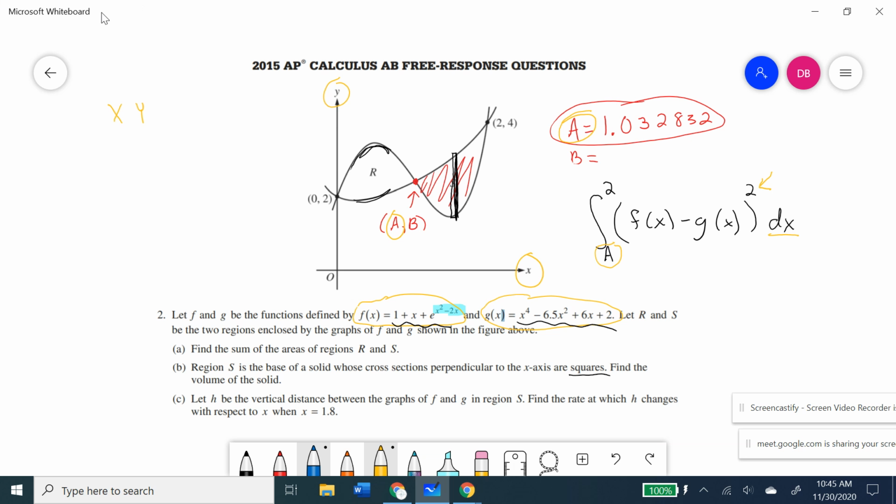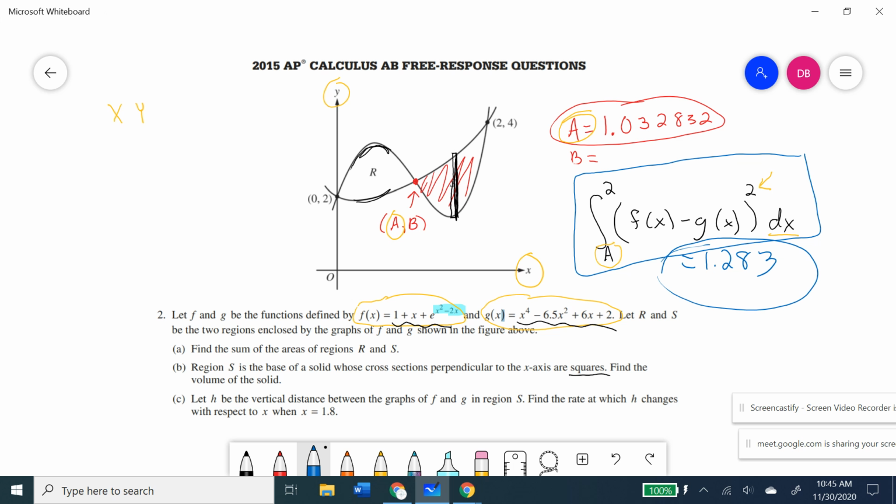Let me see what the answer is. I keep using the wrong mouse. You should be getting 1.283. So all you have to do is state the integral with the proper limits and then the answer, and that's it.